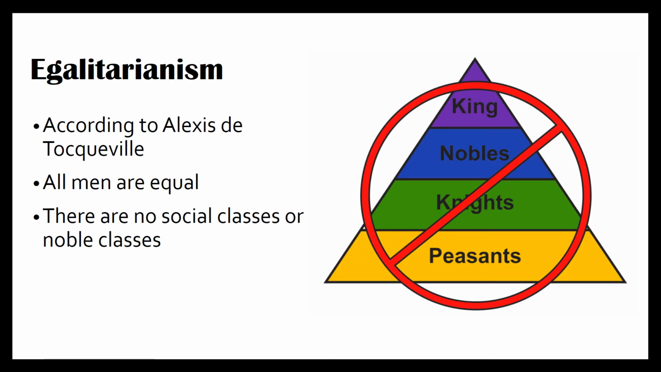Egalitarianism. According to Alexis de Tocqueville, all men are equal. There are no social classes or no noble classes. So he said, in the United States, we didn't have kings or nobles or knights or peasants. We were all on the same playing field.